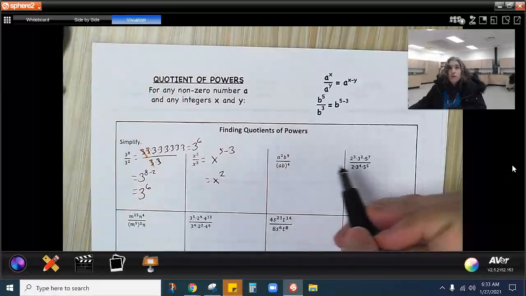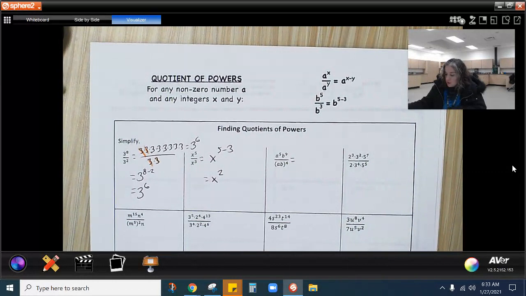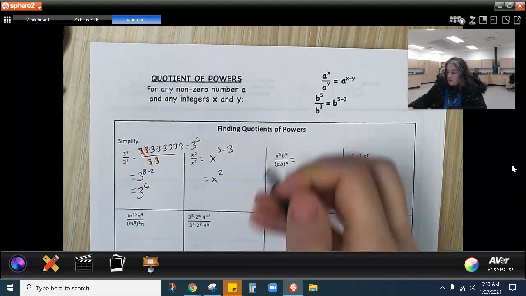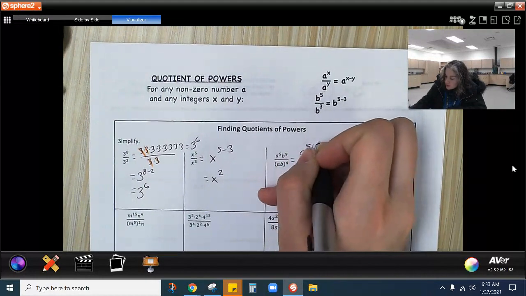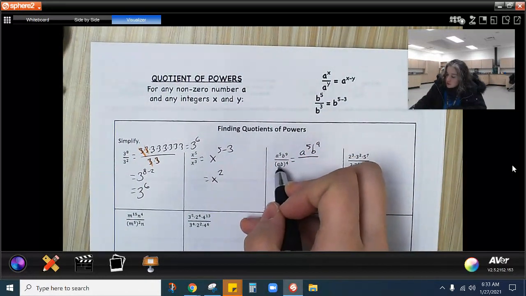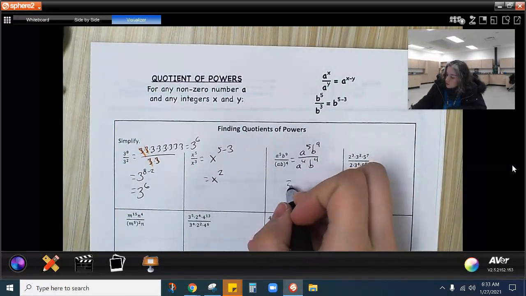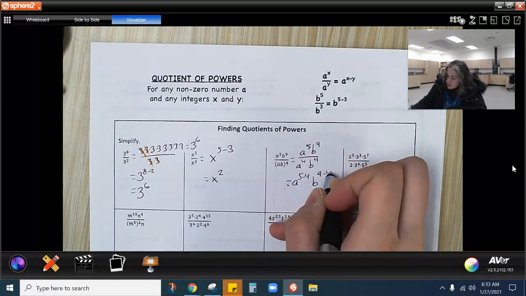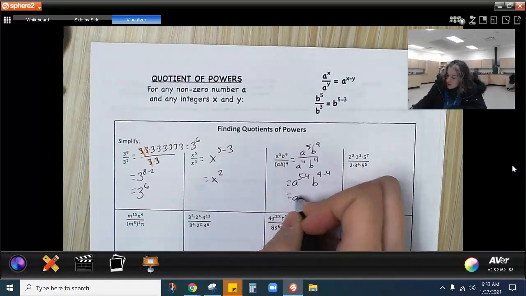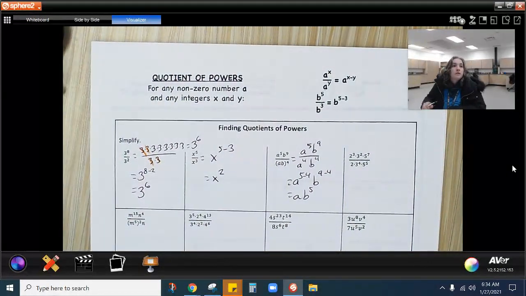I find it very, very useful to separate these out into my a and b in this case. So for example, this would be a to the 5th, b to the 9th. This 4 is touching everything inside it. So this is really a to the 4th and b to the 4th, right? So we would have a to the 5 minus 4 and then b to the 9 minus 4. So this is really just a and b to the 5th.